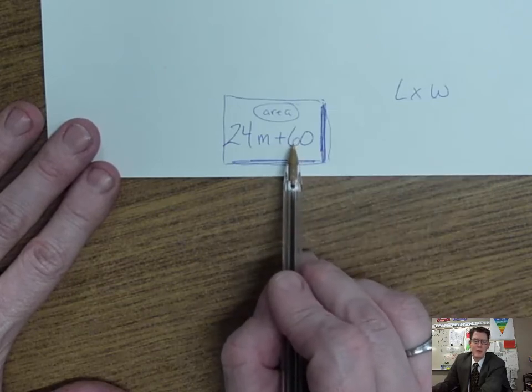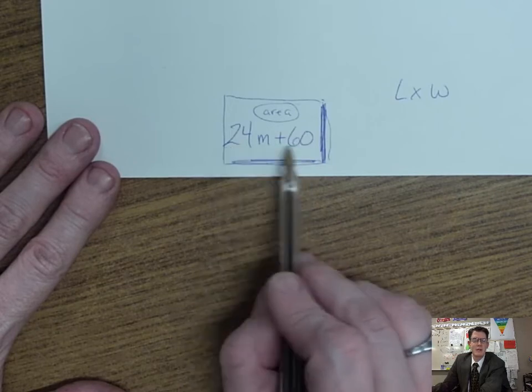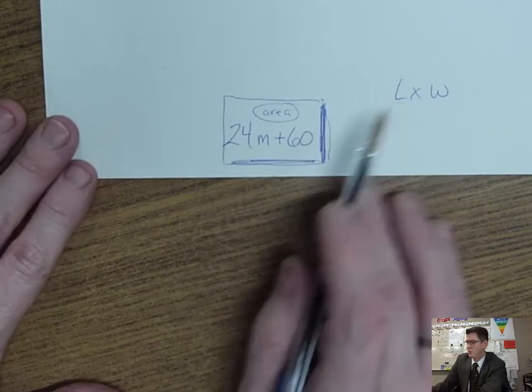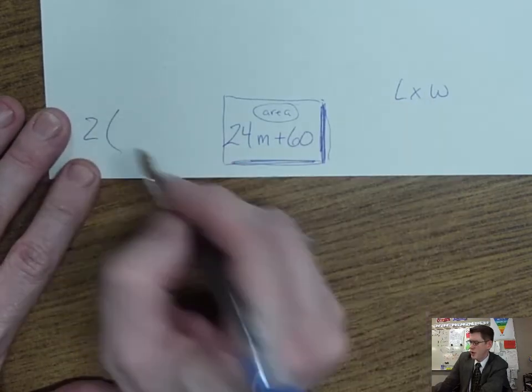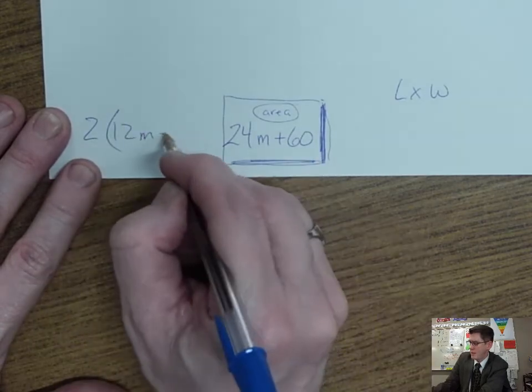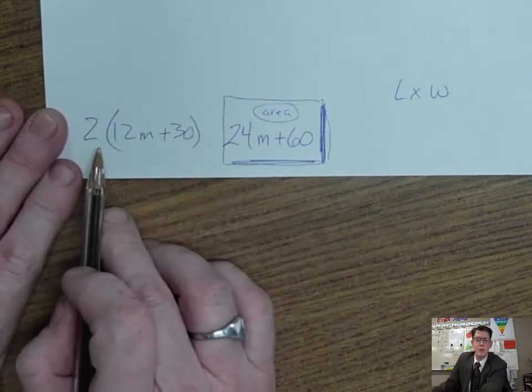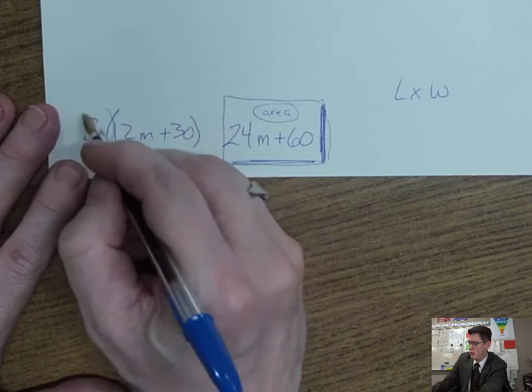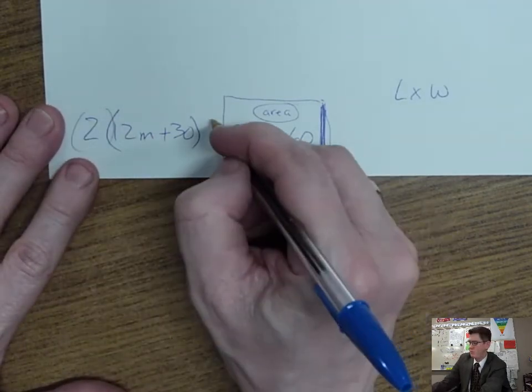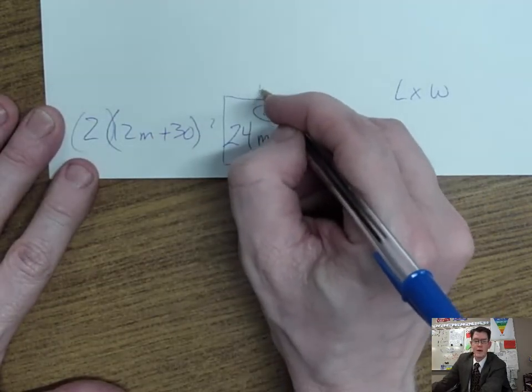Well, what they're asking is just factoring this expression. So if I pulled out a 2, I'd be left with 12m plus 30. So one of the sides could be 2, and one of the sides could be 12m plus 30. So it's 2 and 12m plus 30.